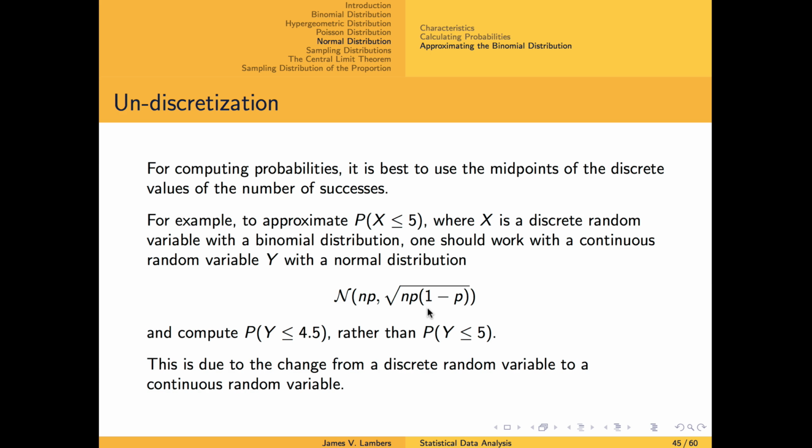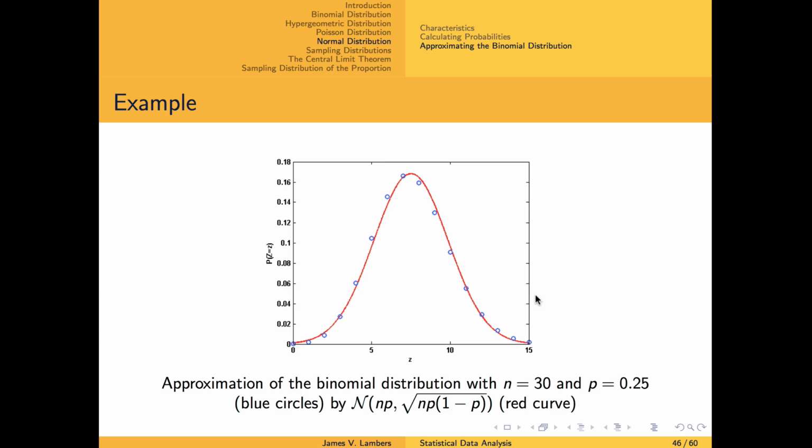Also, because the binomial distribution is discrete, whereas the normal distribution is continuous, we have to be careful about left and right tail probabilities and use integers with half steps. For example, if we want to approximate the probability that capital X is less than or equal to 5, where X is a binomial variable, we need to compute the probability that capital Y is less than or equal to 4.5, not 5, to get it right. Here we see the approximation of a binomial distribution by a normal distribution. Since the parameters n and p satisfy the conditions given earlier, the approximation is quite accurate.